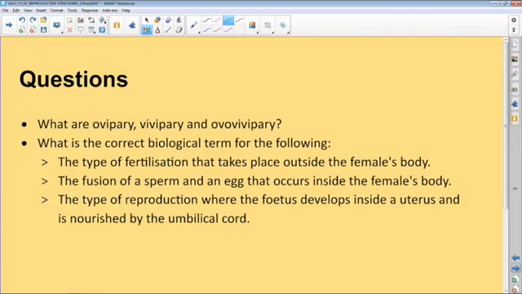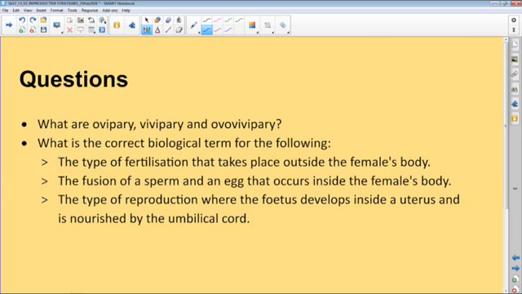Okay, next one. I have a couple of questions for you. Now let's have a look at them. These questions are a little bit more difficult. No, rubbish. These are a little bit easier. Remember, the easy ones are the ones that you're going to struggle with later. So let's have a look at it. First one, what are oviparous? What is vivipary? And what is ovivivipary?